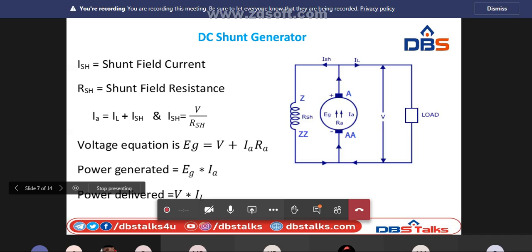As usual, power generated. Where will the power be generated? Power will be generated in the armature itself. Armature voltage EG, armature current IA. That's why power generated is equal to EG into IA. Power developed is V into IL.